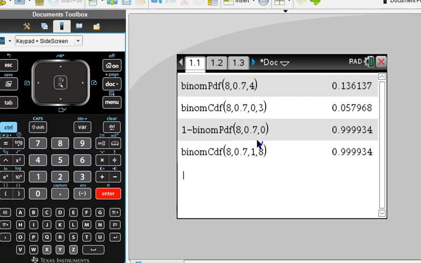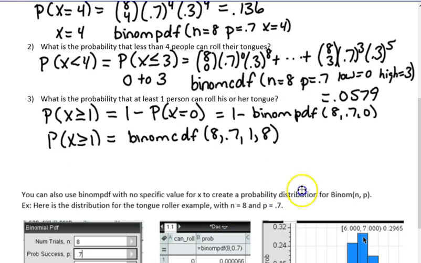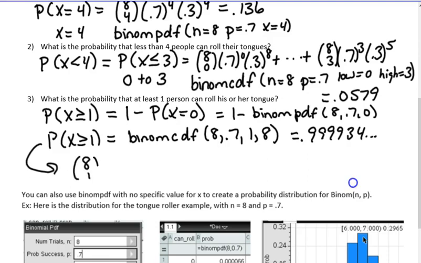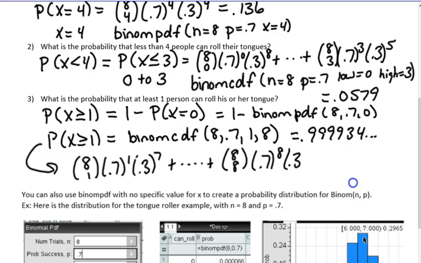Okay, same thing, 0.999934. I didn't set the formula up for these. If I did the second one, I would do 8 select 1, 0.7 to the first, 0.3 to the 7th, plus ... plus 8 select 8, 0.7 to the 8th, 0.3 to the 0. And I wouldn't actually have to put 0.3 to the 0.